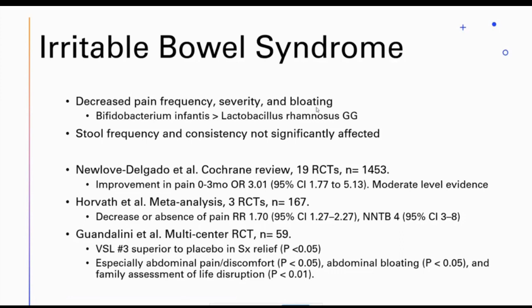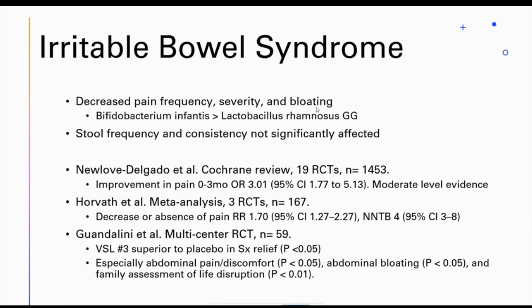Newlove Delgado had 19 randomized controlled trials, 1,453 patients, and their improvement was in their pain scores at 0 to 3 months, and it had an odds ratio of 3.01. So that's really a significant improvement, and they felt like they had moderate level evidence to support that.